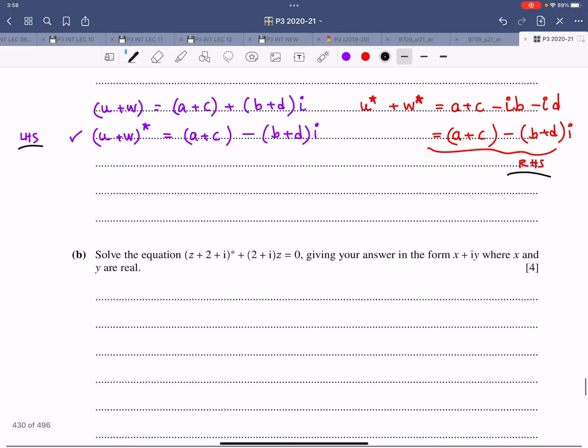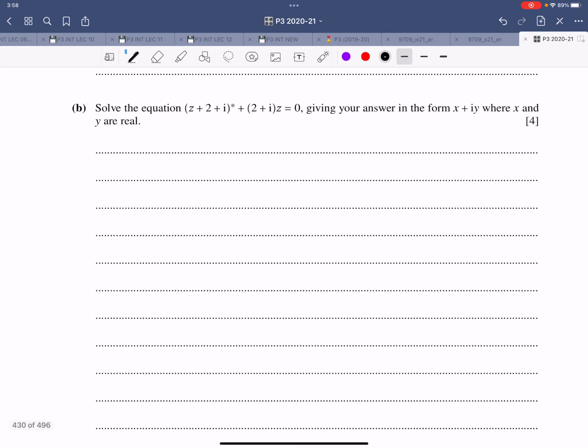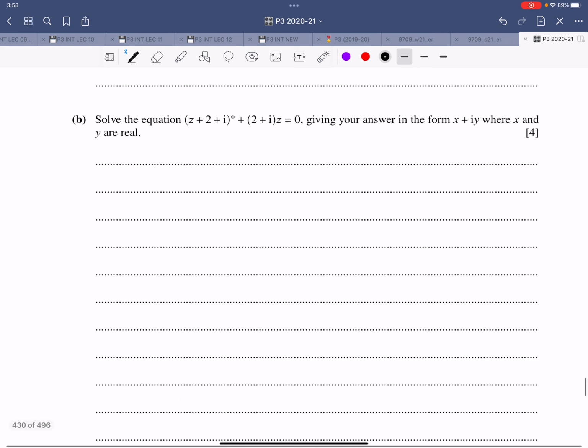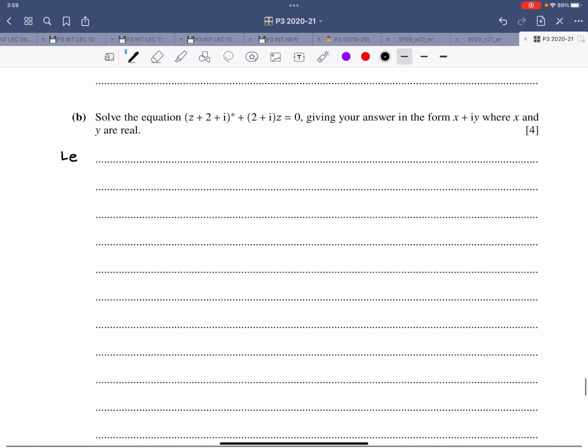Part B. Solve the equation: z plus 2 plus i, the whole thing conjugate, is 2 plus i multiplied by z equals 0. Give your answer in this form. Now in this scenario, first of all, write let z equal x plus iy. Therefore, let me start working on the left hand side. x plus iy plus 2 plus i.